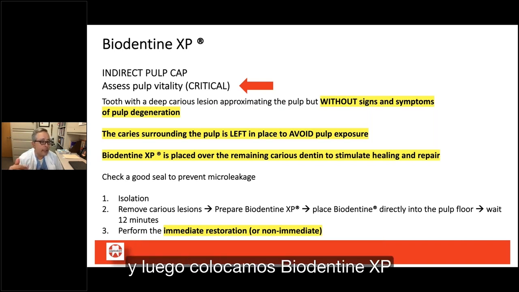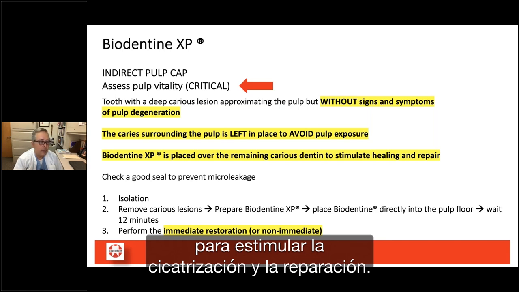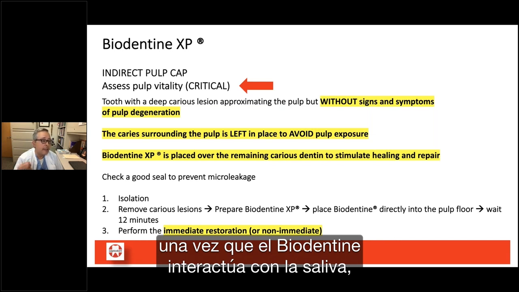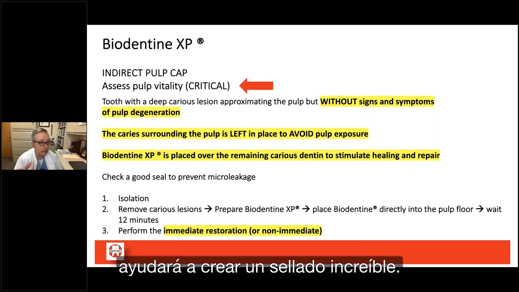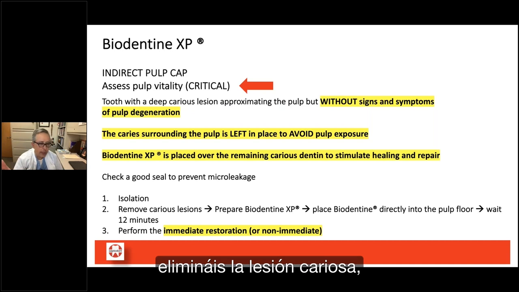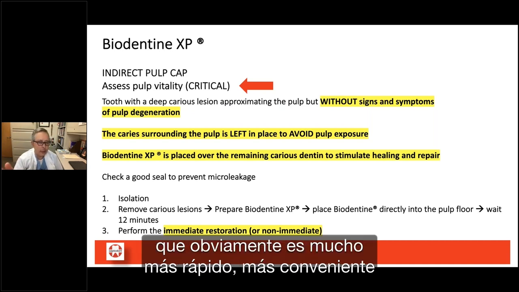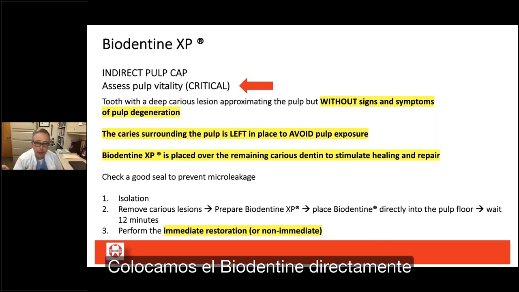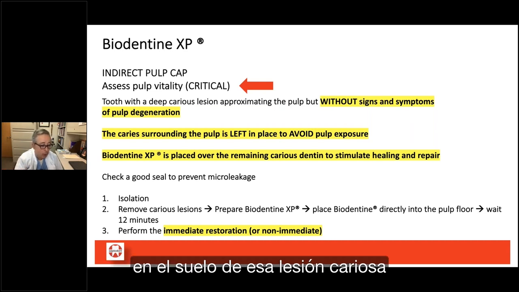And then we place Biodentin XP over the remaining caries dentin to stimulate healing and repair. As I mentioned, once the Biodentin interacts with the saliva, that will help create an amazing seal. So three steps: isolation, which you can do in different ways, whatever you feel more comfortable with; you remove the caries lesion; you prepare the Biodentin XP, which is obviously a lot quicker and more convenient than the old way to prepare Biodentin. We place the Biodentin directly into the floor of that caries lesion without really exposing the pulp.